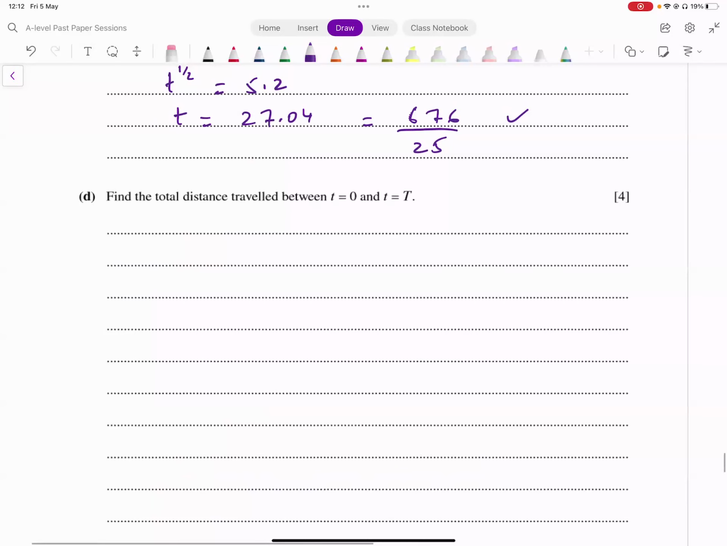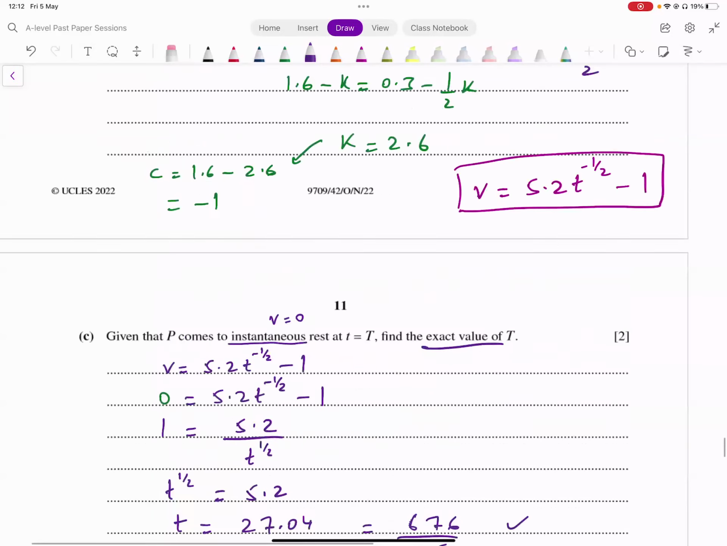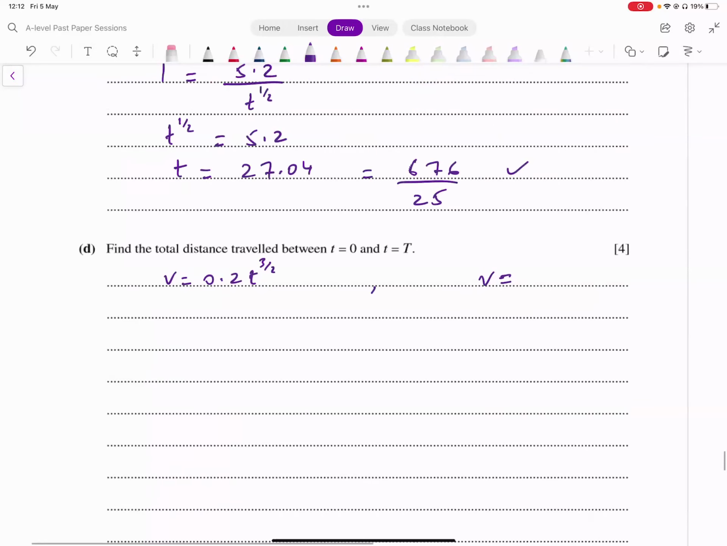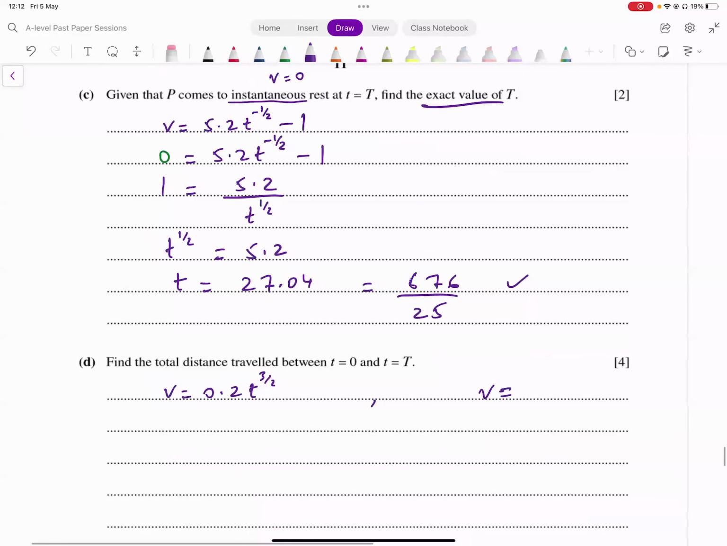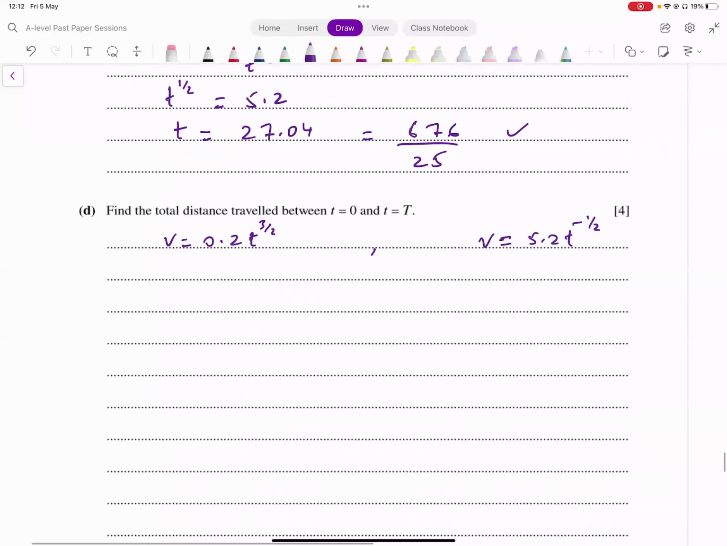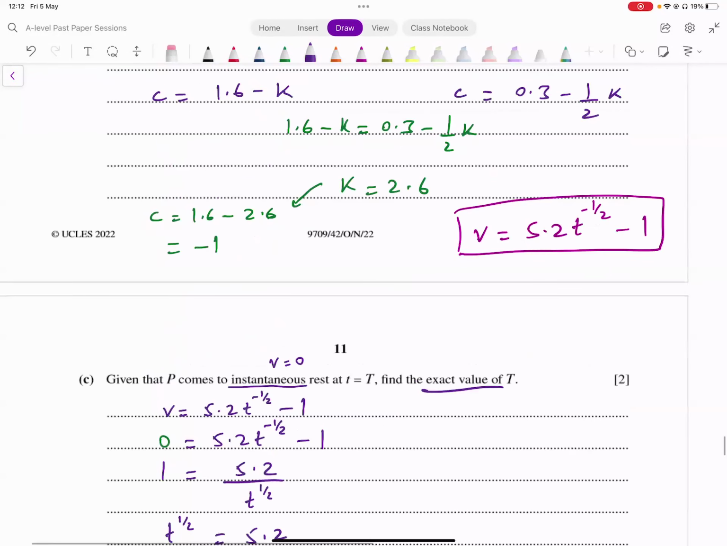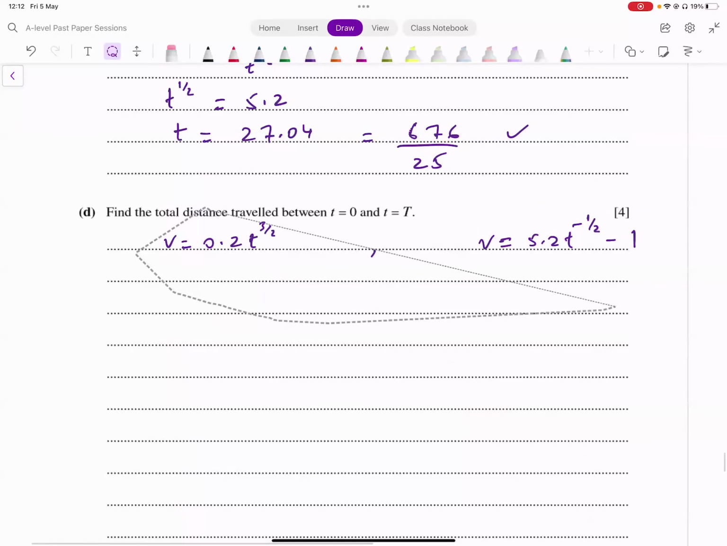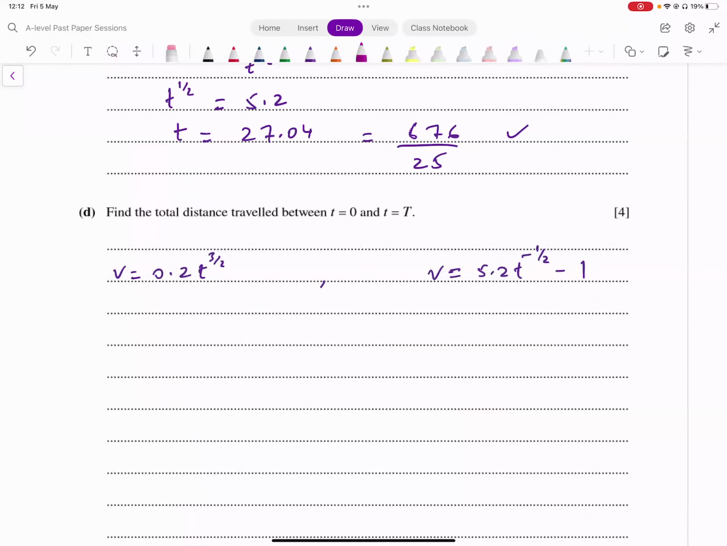क्या कर रहे थे हम? दोनों velocity functions। First velocity function was 0.2 t^(3/2) and the other velocity function was 5.2 t^(-1/2) - 1। ये आपके पास दो वेलोसिटी फंक्शन हैं, दोनों को इंटीग्रेट करें। दोनों के टाइम इंटरवल्स आपको पता हैं, अब इंटीग्रेट करके उनमें वो लिमिट्स इनपुट कर दें। Let's see what we get from this। टाइम की वैल्यूज क्या इनपुट करनी है?